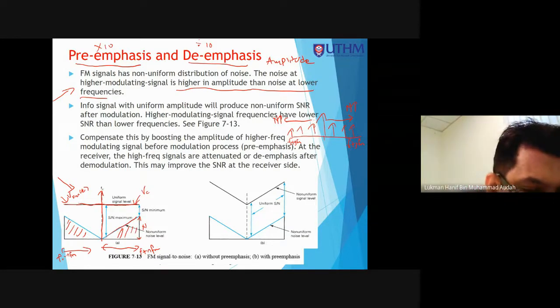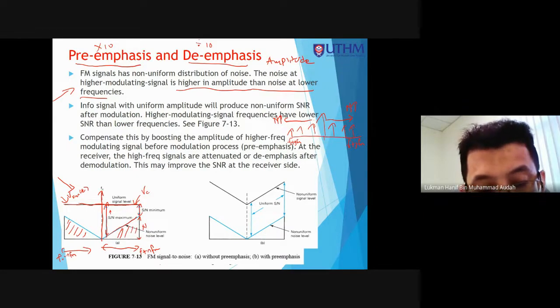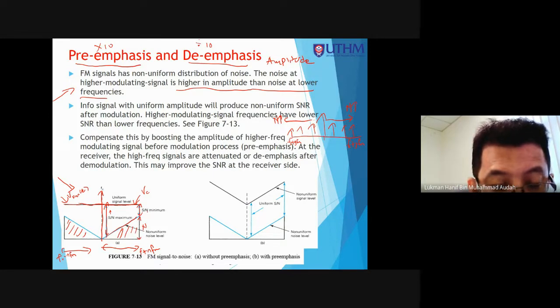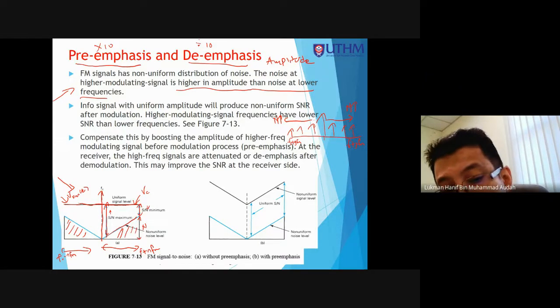Okay, and you see that perbezaan the ratio of signal level and noise level. Kalau pada nilai FM yang rendah, SNR lebih besar. Pada nilai modulating frequency yang tinggi, nisbah antara signal level dan noise level menjadi semakin kecil. Bermakna SNR dia rendah. So this is not good. Kita inginkan SNR sebesar yang mungkin. Remember SNR lagi besar, lagi bagus.